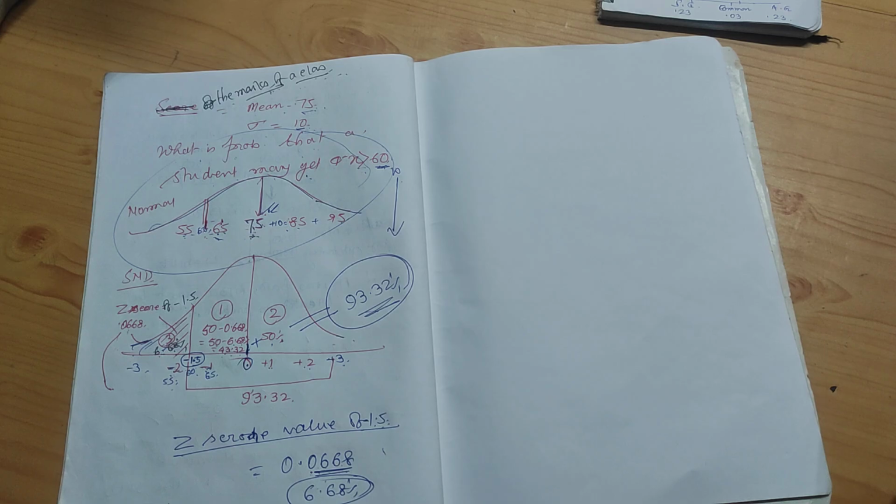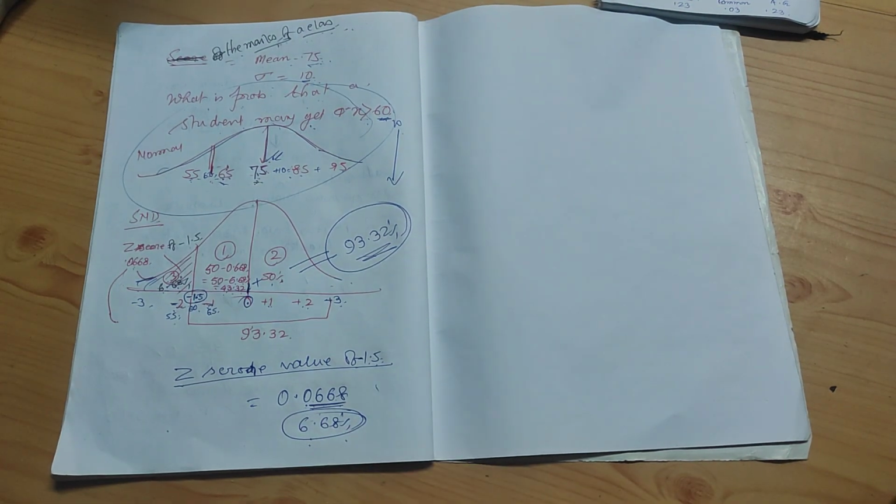It is the use of Z-score, the use of conversion from normal distribution to standard normal distribution. Okay, now we are over for the time.